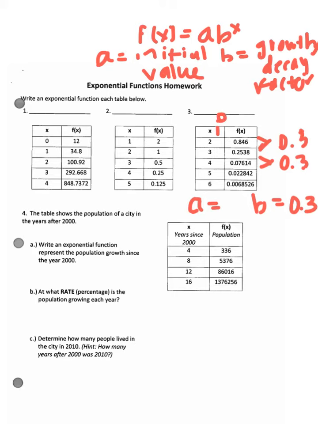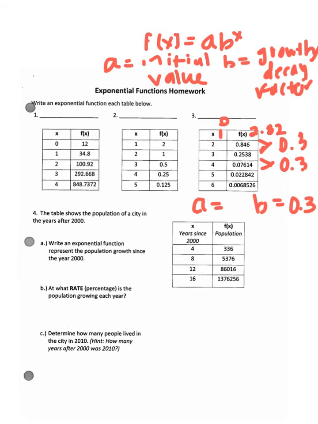So if I do 0.846 divided by 0.3, I get 2.82. So when x is 1, the function's 2.82. And then I divide by 0.3 again to get 9.4. So when x is 0, f of x is 9.4. So that means that my model is going to be f of x equals a, which is 9.4, times b, which is 0.3, to the x power. That's my exponential model. For the next problem, I need to see what I'm multiplying by.